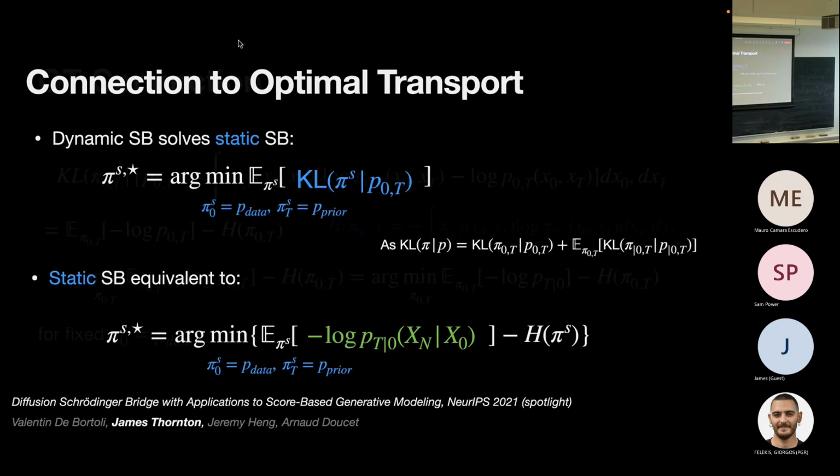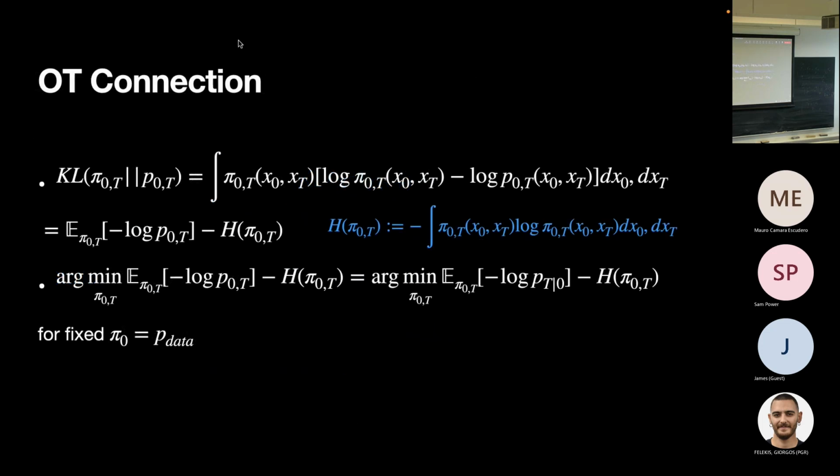Okay, so I think I've got the calculation. Sorry, it's a bit messy. Essentially, if you look at the static problem, a static KL minimization, take the KL, expand it, so actually compute it on the coupling, you get this. Swap out the H entropy term, extract that, and you get the negative log of the coupling.